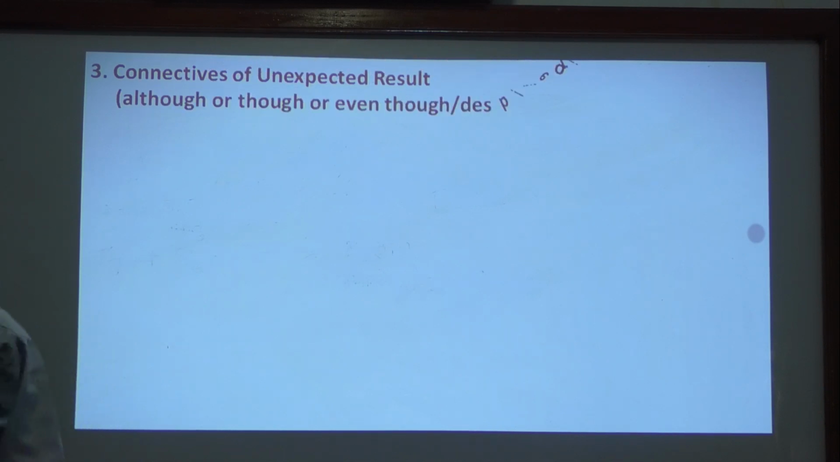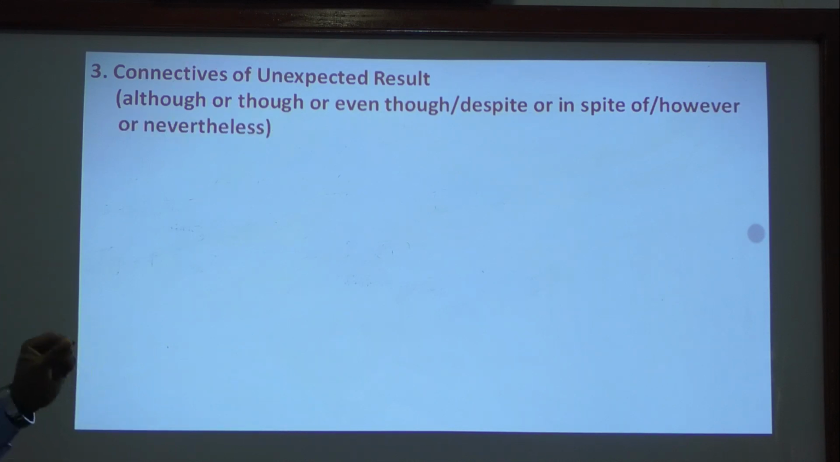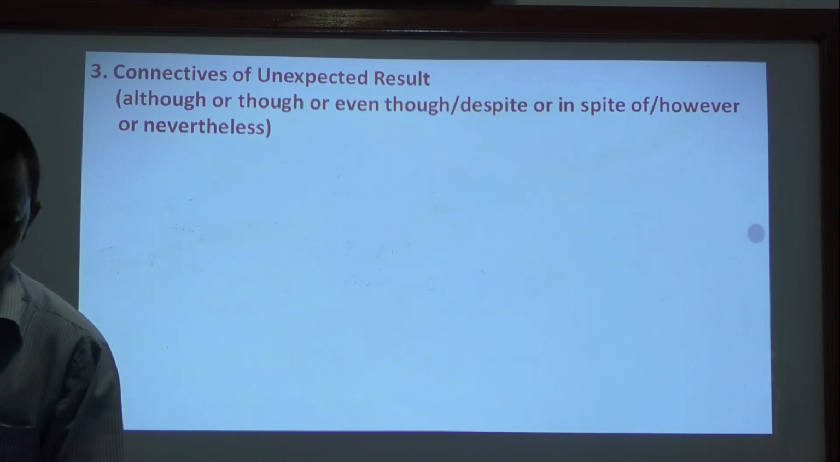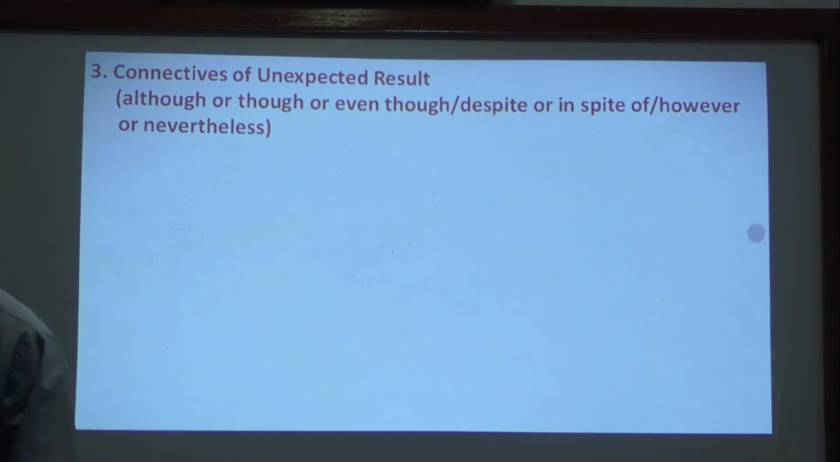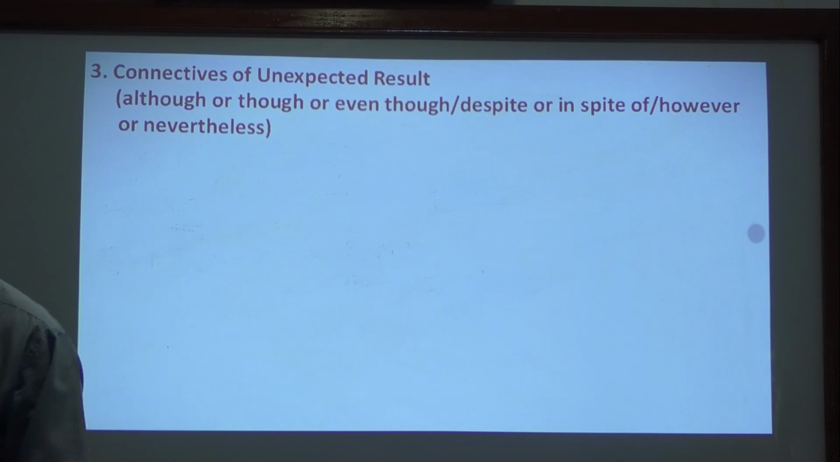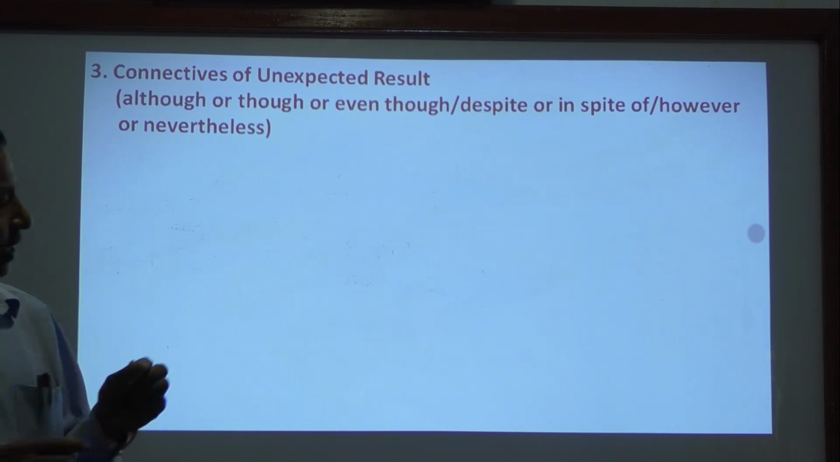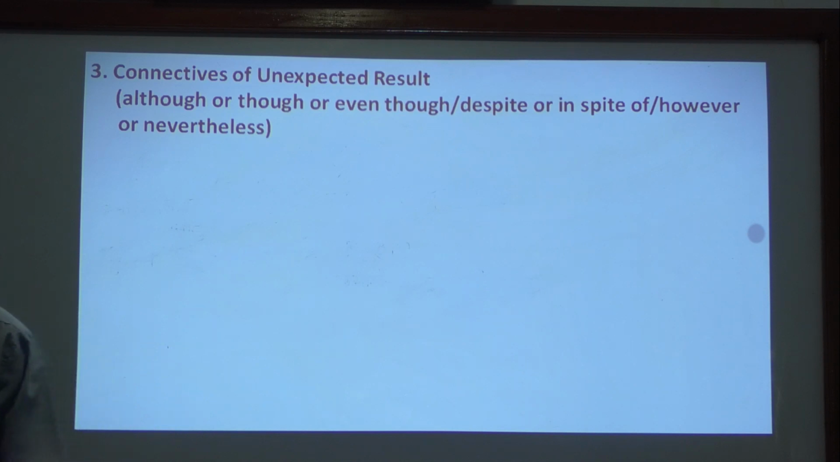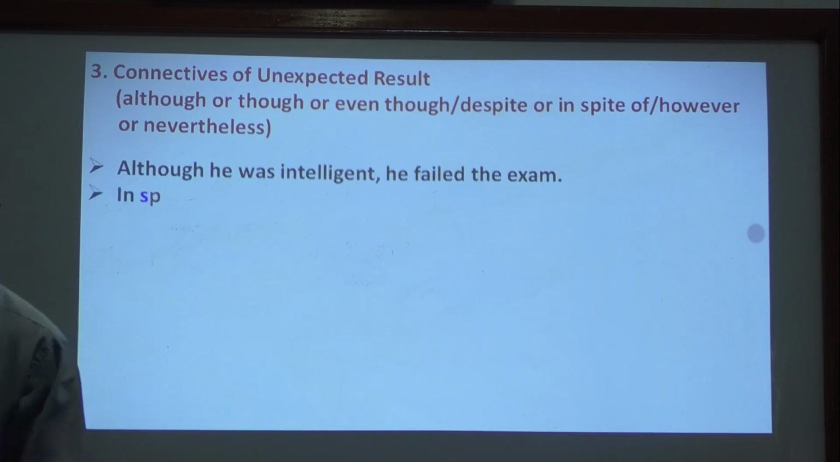There are other connectives that join unexpected events. Connectives of unexpected result. What type of connectives are they? So: although, though, or even though, despite or in spite of, however or nevertheless. These connectives join an unexpected result. Okay, so how? Let's see through these examples.